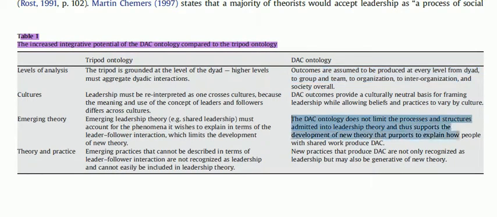It doesn't limit the processes and structures, fine. And it emphasises new practices that produce it. Whereas in the tripod ontology, emerging practices that cannot be described in terms of leadership-followership are ignored. They're not recognised. Whereas in the DAC ontology, we might be able to find some new ways of thinking about how these outcomes are produced that don't rely on single leader-follower interaction.